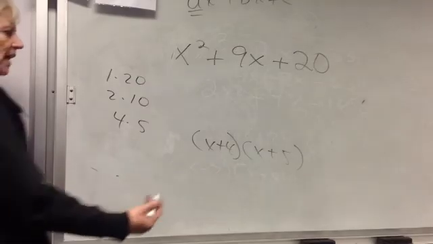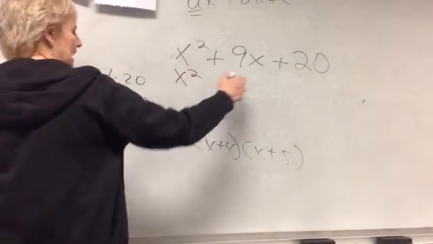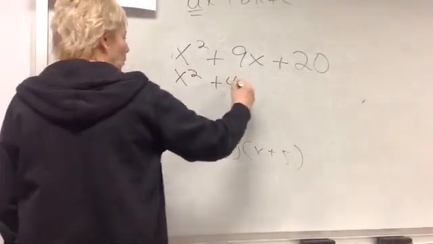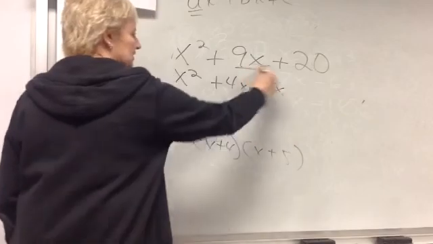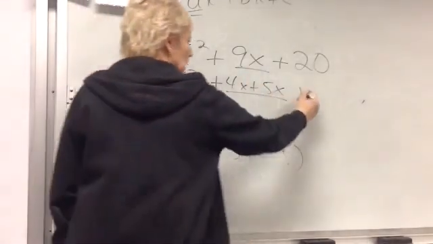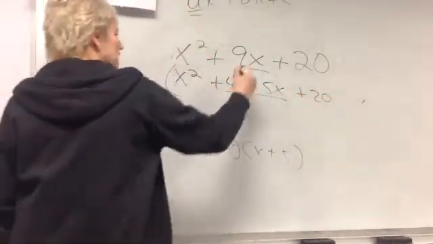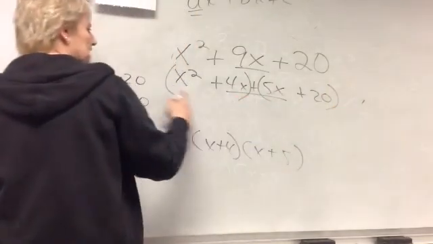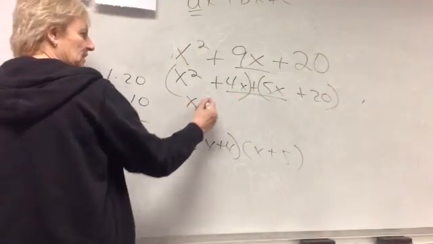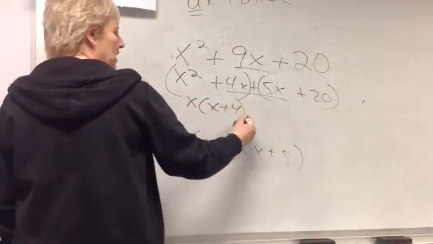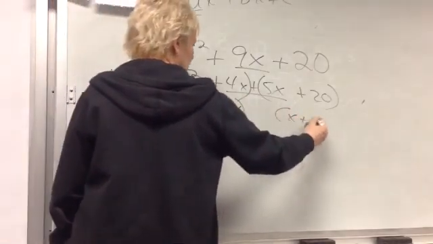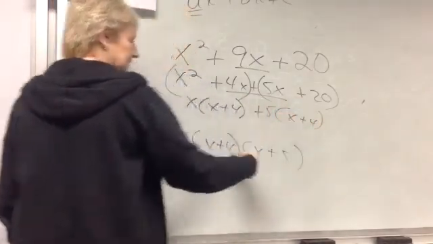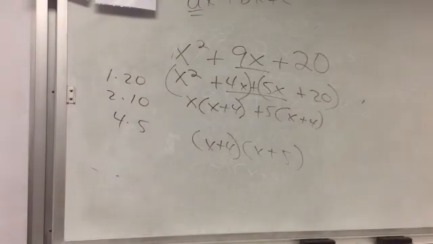It may take longer. The other way would be x squared plus 4x plus 5x, right? Plus 20. Then you find the greatest common factor, which is x. X plus 4. Plus 5. And then you get that anyway. You guys, if you can factor, you're in good shape for a month.